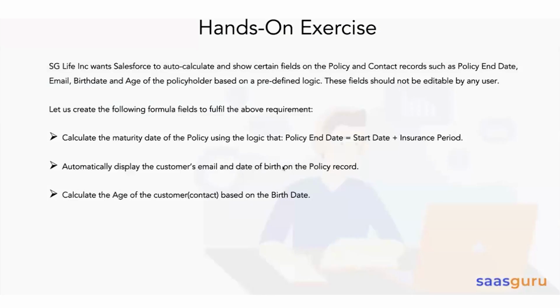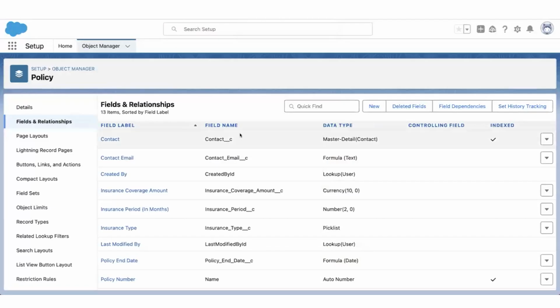Displaying the date of birth. This is an assignment, so you'll repeat the same steps. You'll navigate to the contact data table, as in on policy. When you click the new button, you're going to select formula. The return type would be date, and then you're going to click on insert field, and then you can reference the contact birth date so that it can be displayed on the policy record.